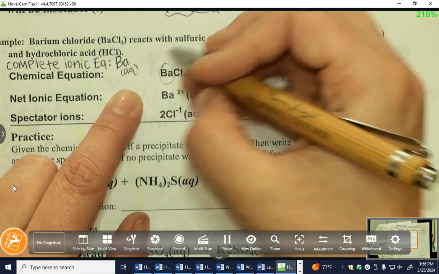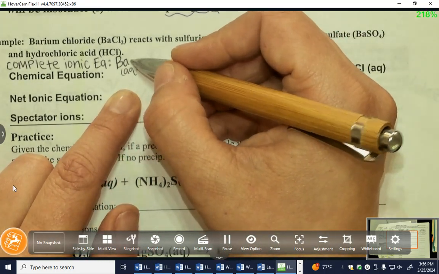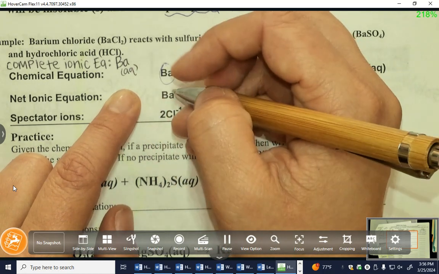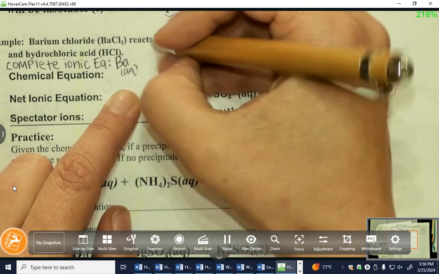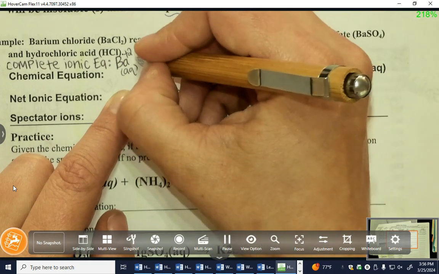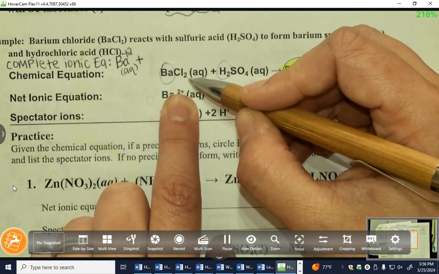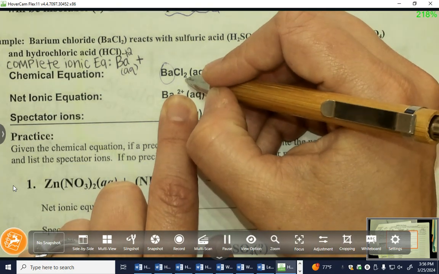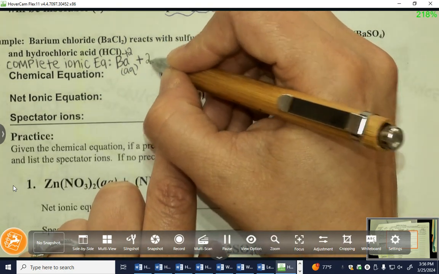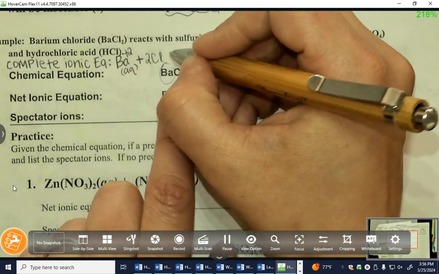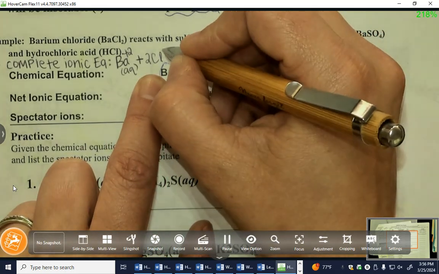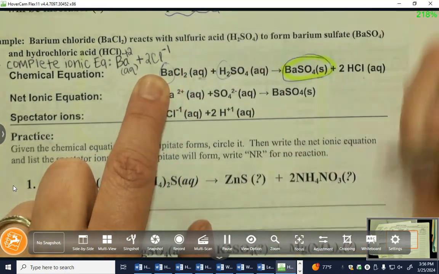Barium, and we have to include the charge. So the charge for barium is what? A +2. Then we say plus, and now we're going to say not Cl2. That 2 is going to come to the front, and it's going to be a coefficient because we're saying we have 2 chlorines. Each of those chlorines have a -1 charge.